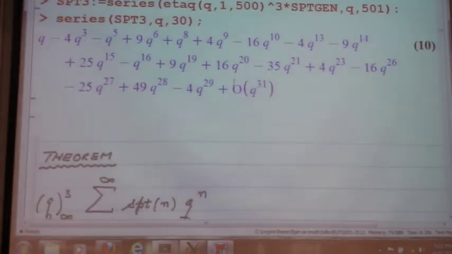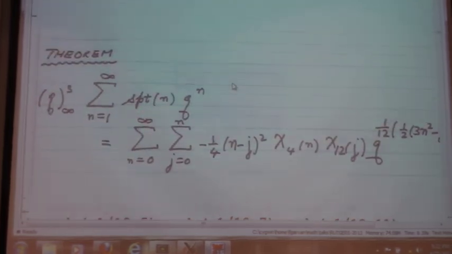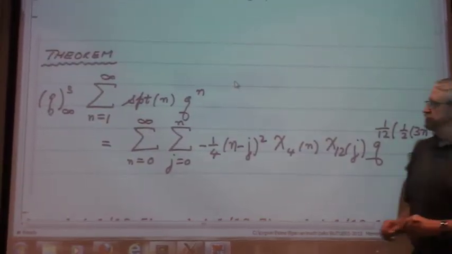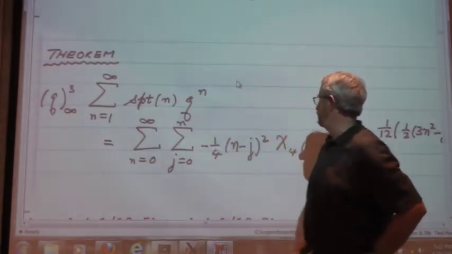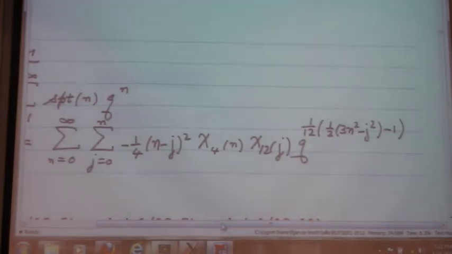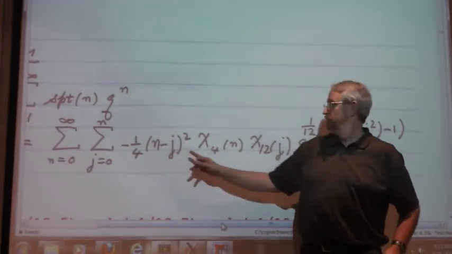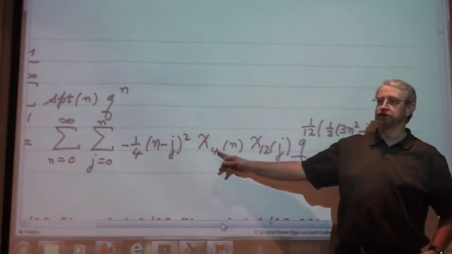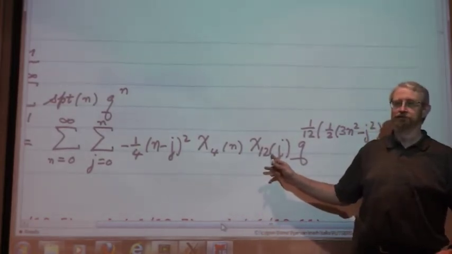Eventually I came up with this conjecture, which is now a theorem. Which is this. This is the third power of q infinity, which is that product, times the generating function for SPT, and it is equal to this. You've got to truncate it at the end. And you see the squares there. This chi 4 is a Dirichlet character mod 4. This is a Dirichlet character mod 12. I won't write down exactly what it is.